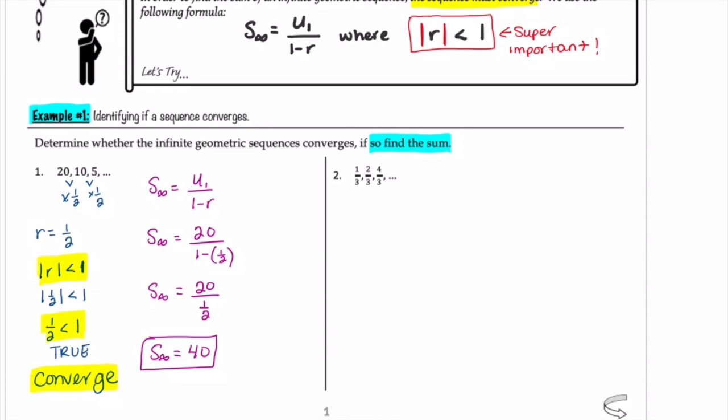Let's try number 2. For number 2, first thing we're going to identify is the common ratio. Alright, for number 2, the common ratio is 2. I plugged it into the absolute value of R is less than 1, and we see that it comes out false. Since it comes out false, that means this sequence will diverge.